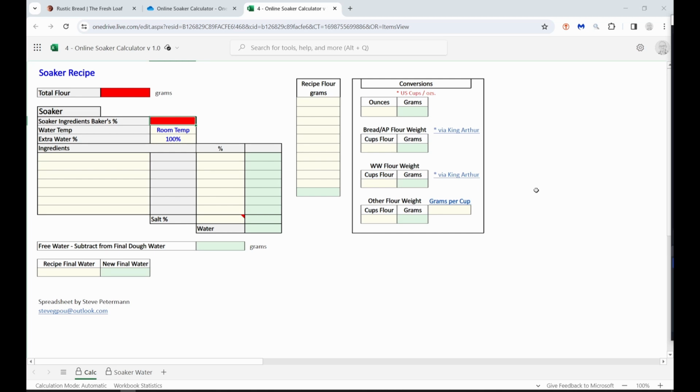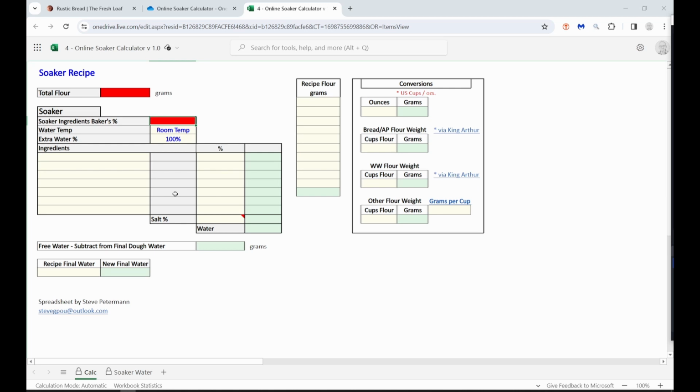Now, a few years back, I'd created a full-blown spreadsheet for bread recipes, and that included a Soaker section. But it may be that you have a recipe that you really like, and instead of recreating that in that spreadsheet, I pulled out the section on Soakers so that a Soaker recipe can be created for an existing recipe.